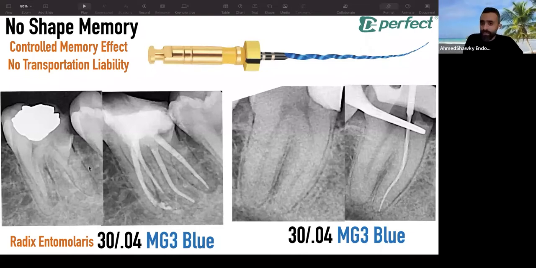This is the case that I showed you in the beginning, the radix entomolaris, and you can see here that the file 3004 on the right side is taking the curve without changing the anatomy. So what do I need more? And here, with a difficult case with four portals of exit and different curvatures, I have smooth shaping of the root canal without any problems, without altering the natural anatomy. Okay, that is the value of having controlled memory effect in our files with no transportation liability.